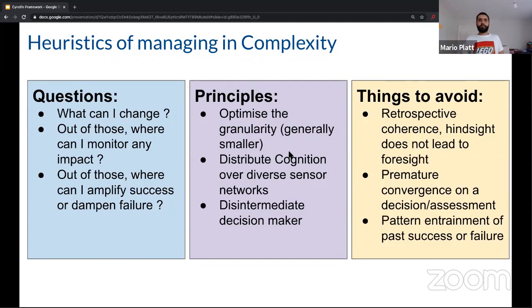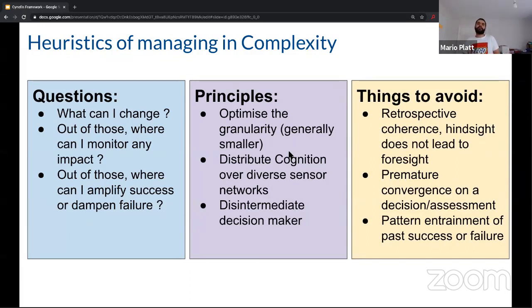Then we've got three principles. The first principle is optimize the granularity. Sometimes we're looking at a problem or a particular system, and we are not quite sure where the different pieces fit or what type of domain we're looking at. So usually we will want to drill down. Generally, we want to make it smaller, reducing it into the different pieces that make up its constitution, and then deal with each of them separately. This is where some of the systems thinking approaches work well to help us.